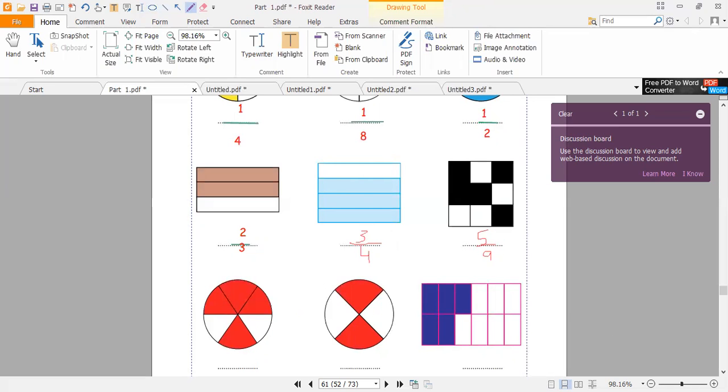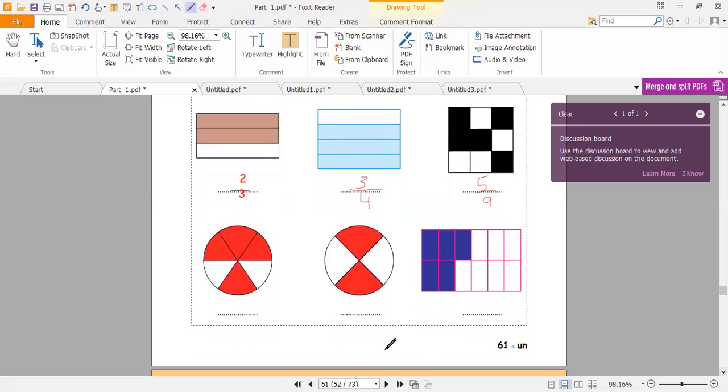Now here in this example, how many equal parts? 1, 2, 3, 4, 5, 6. I have 6 equal parts. What about the colored parts? I have 4 colored parts. So the answer is 4/6, sixths. Here I have 4 equal parts and 2 colored parts only. So the answer is 2/4.